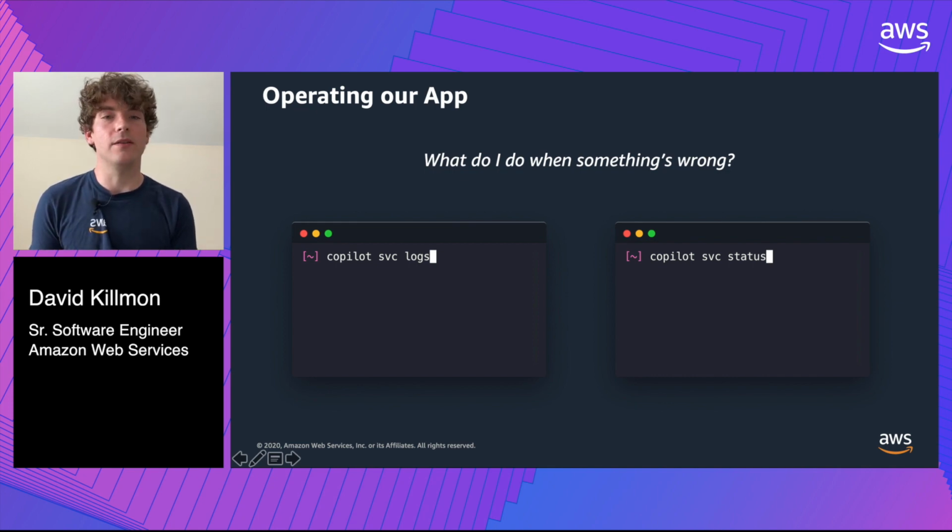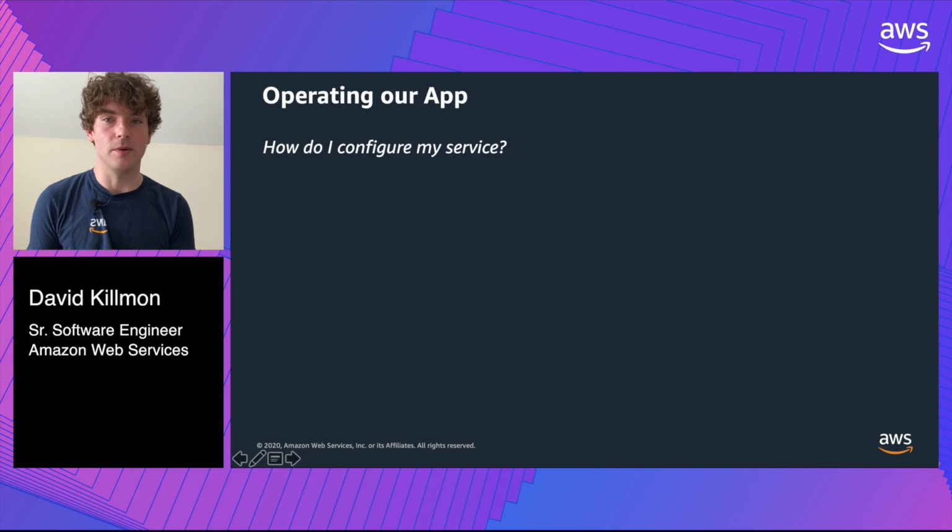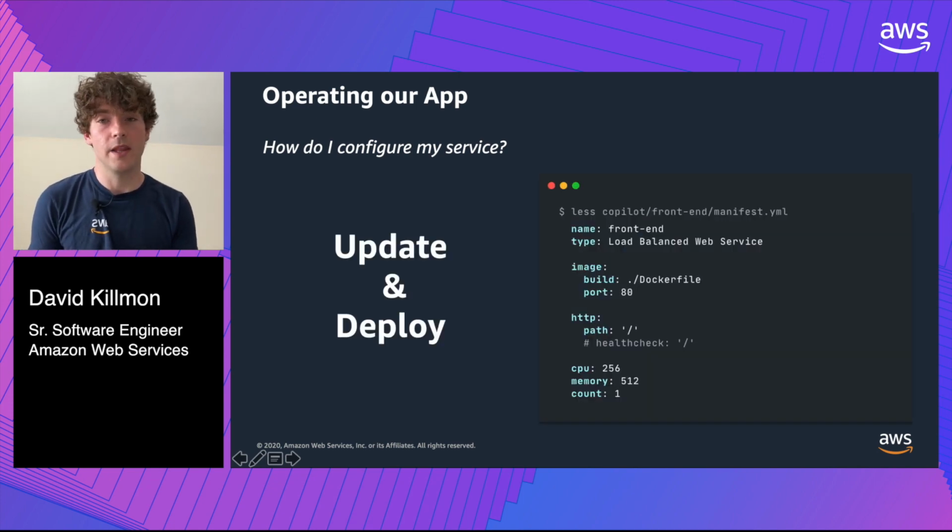So maybe we found out through the service status command that we don't have enough memory for our service that's running. How do we configure our service? How do we fix that? Well, when you run Copilot init and it sets up a service, it also creates a file locally for you. That local file is called your manifest. This manifest is just another file in your service, so nothing special about it. But it contains all the most common knobs that we've seen customers use when they're developing services on Amazon ECS.